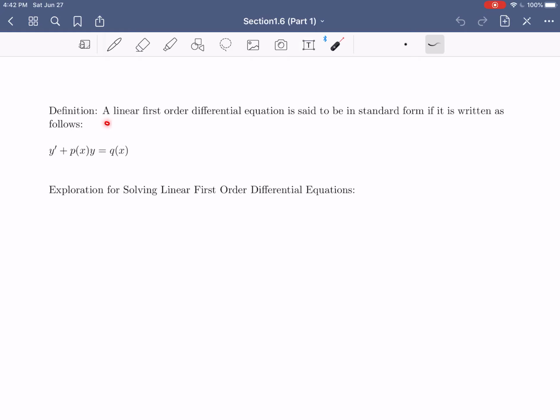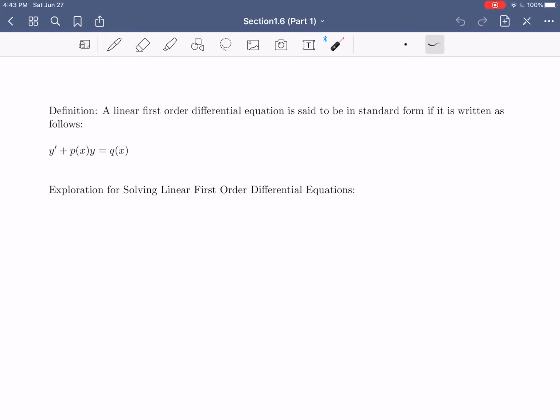Just as a reminder, a linear first-order differential equation is said to be in standard form if it is written as follows: y prime plus p of x y equals q of x. Remember that in general, the definition of a linear differential equation is that there can be no functions of the dependent variable or any of its derivatives, and each instance of the dependent variable and all of its derivatives must be in separate terms. For it to be in this standard form, though, what we really want is the y prime with no coefficient function of the independent variable, basically the y prime just isolated by itself. So we have this format here.